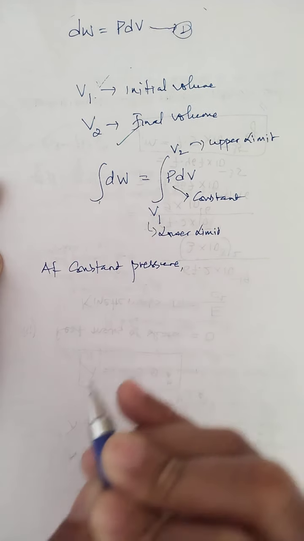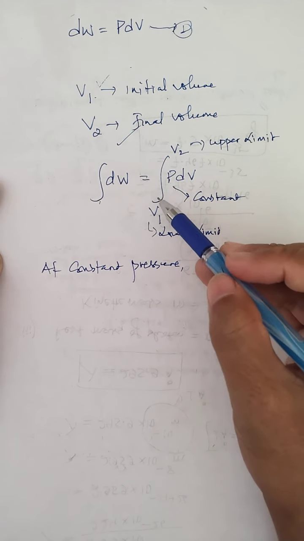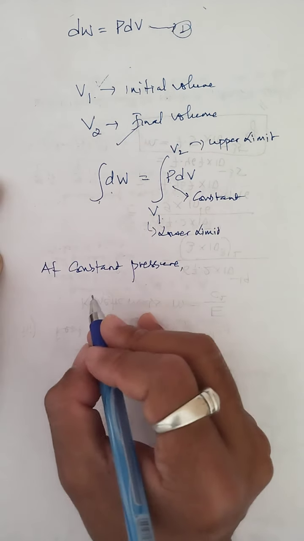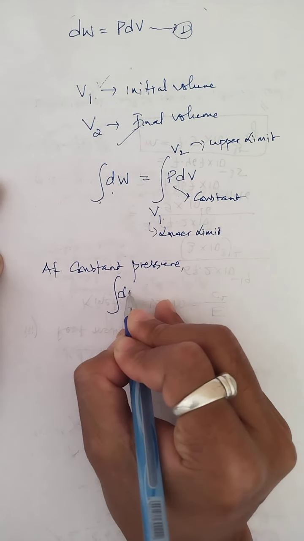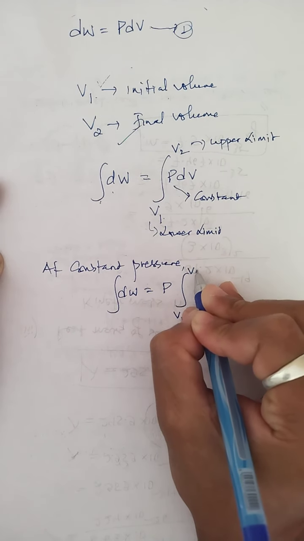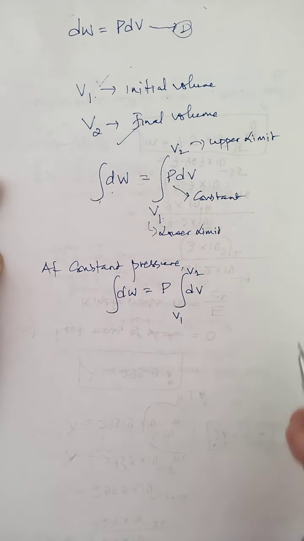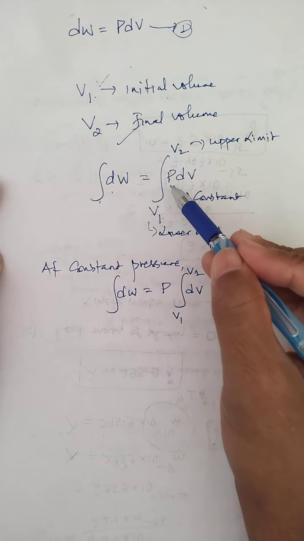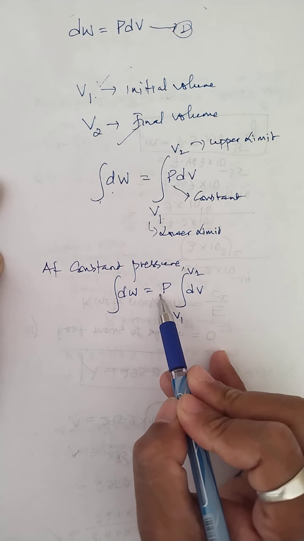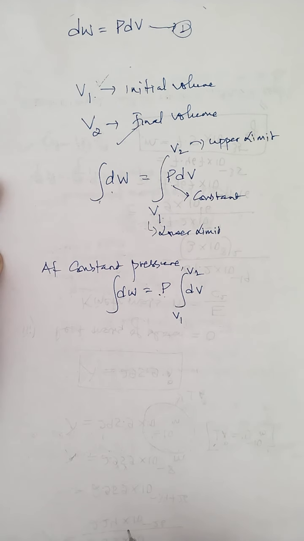If the pressure of the gas remain constant, then due to the total work done, the volume changes from V1 to V2. So that I write down integration of dW is equals to P integration from V1 to V2 of dV. And children, anything in the integration which is constant, you can take out from the integration. So that's why pressure I have taken out from the integration, because this is constant. Now I do integrate this quantity only.